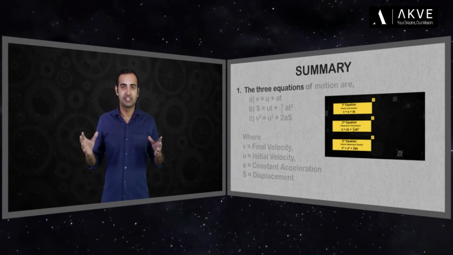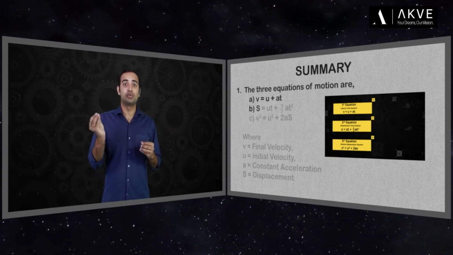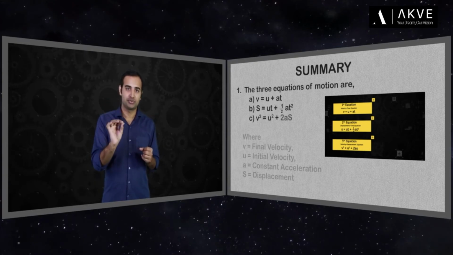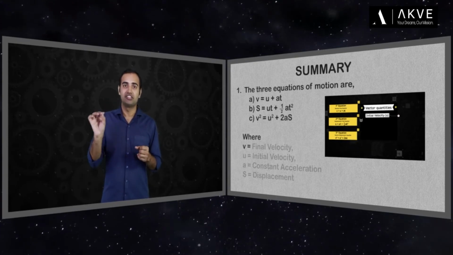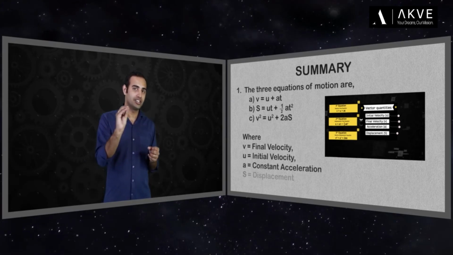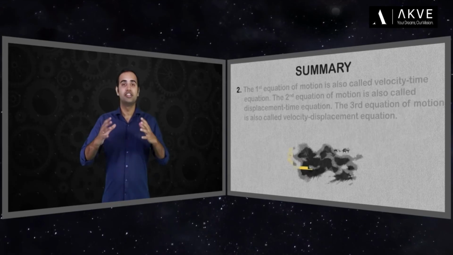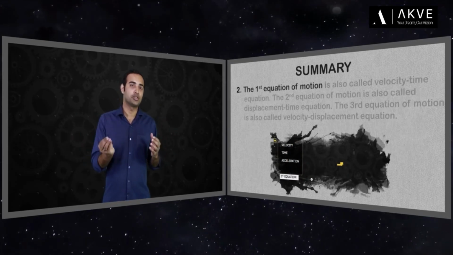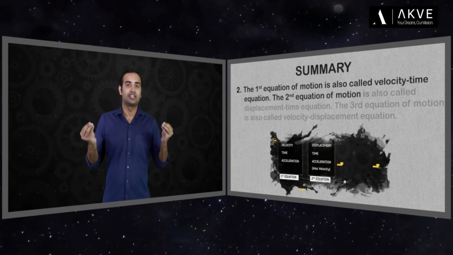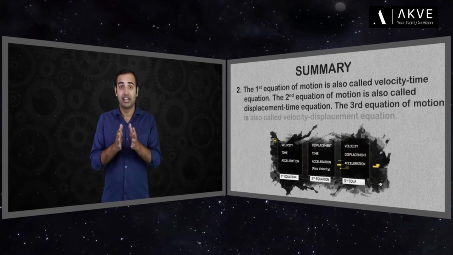The three equations of motion are v is equal to u plus at, s is equal to ut plus half at square, and v square is equal to u square plus 2as. V is the final velocity, u is the initial velocity, a is the constant acceleration, and s is the displacement of the object. The first equation of motion is also called velocity time equation. The second equation of motion is also called displacement time equation, and the third equation of motion is also called velocity displacement equation.